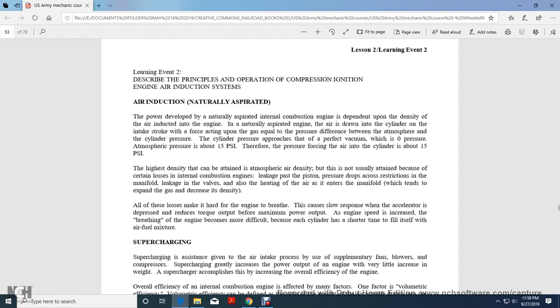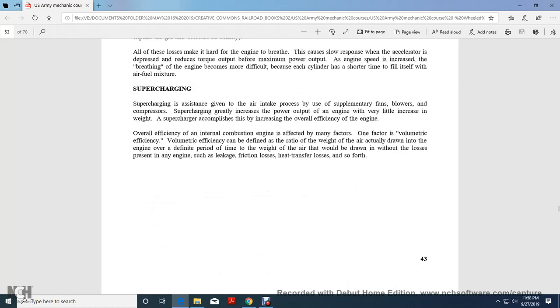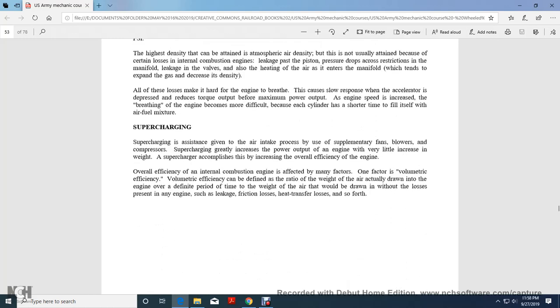because of certain losses in internal combustion engines: leakage past the piston, pressure drops across the restriction of the manifold, leaking of the valve, and also heating of the air in the manifold, which tends to expand the gas and decrease its density. All of these losses make it hard for the engine to breathe, and they cause a slow response of the accelerator when depressed, and reduce the torque output and maximum power output at high engine speed. As engine speed increases, breathing becomes more difficult because each cylinder has a shorter time to fill itself with the air-fuel mixture.